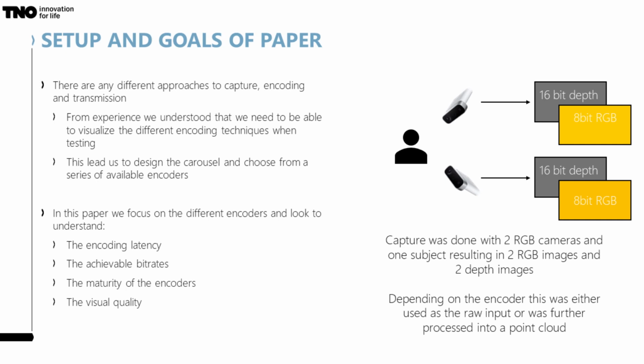On the right on this slide you see our setup. So we have a user with two Kinect cameras. The Kinect cameras capture 16-bit depth and 8-bit RGB each. And that's the raw format that we will use. For some of the encoders we've used just the video captured by the Kinect, and for others we've joined the two cameras into one point cloud.